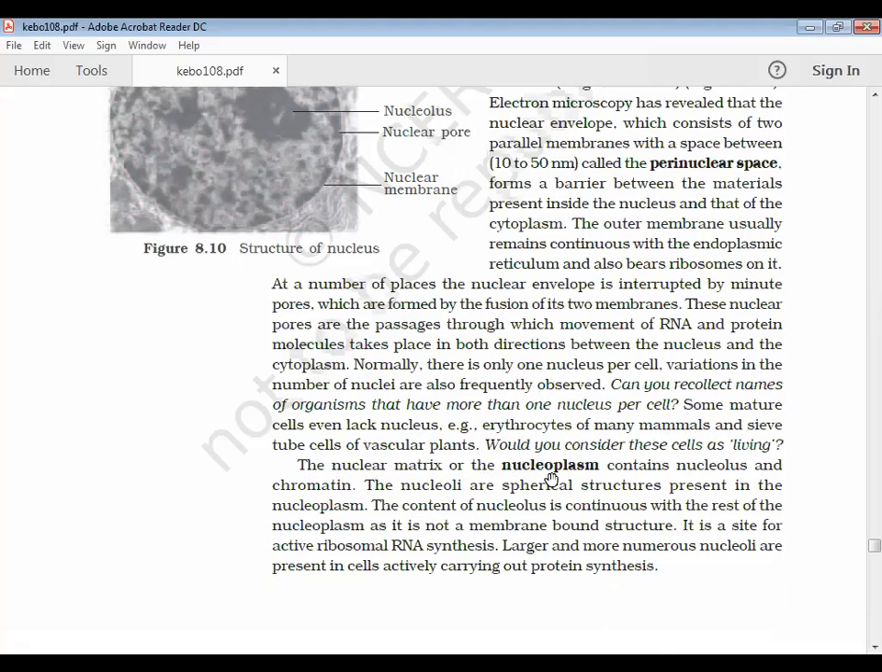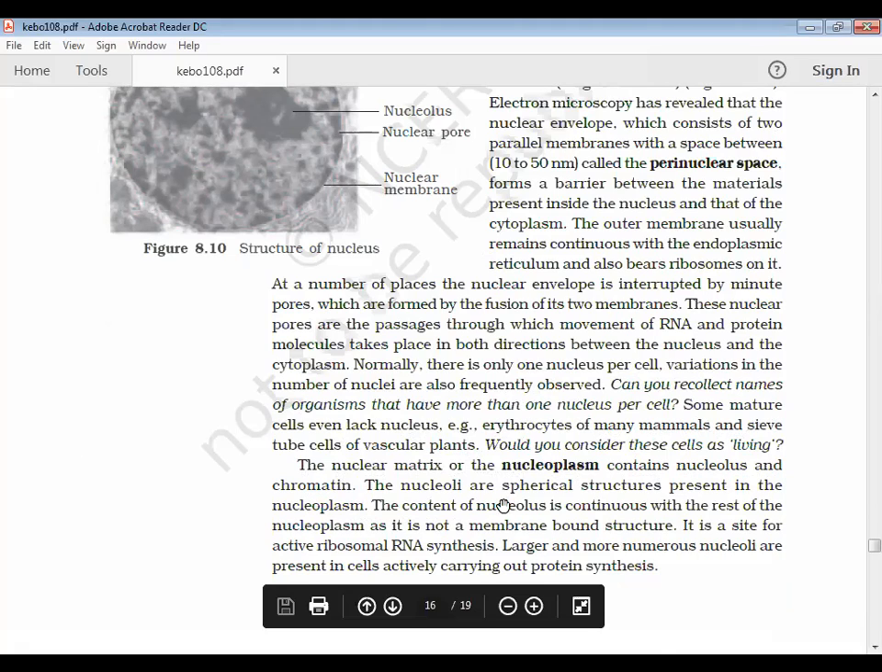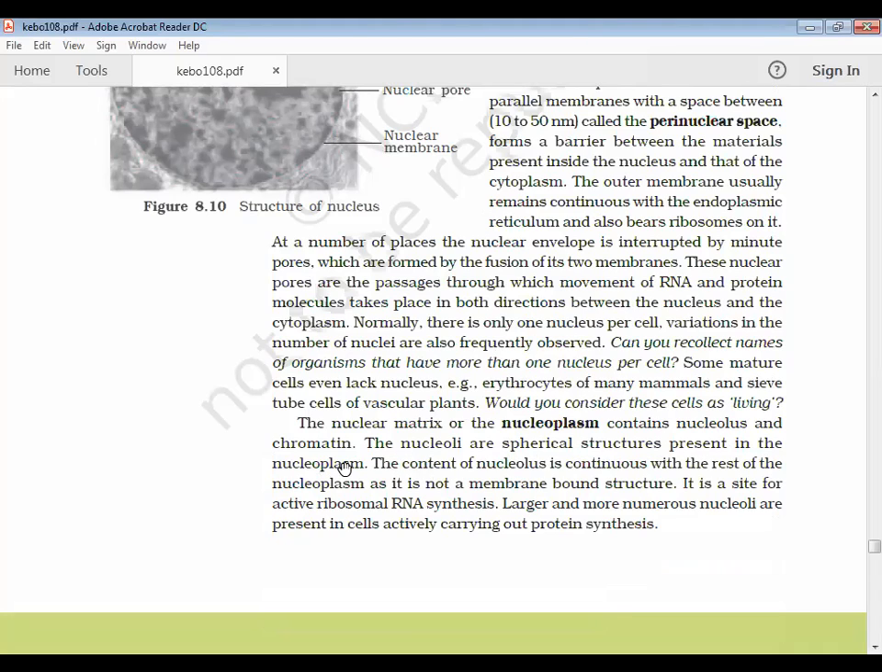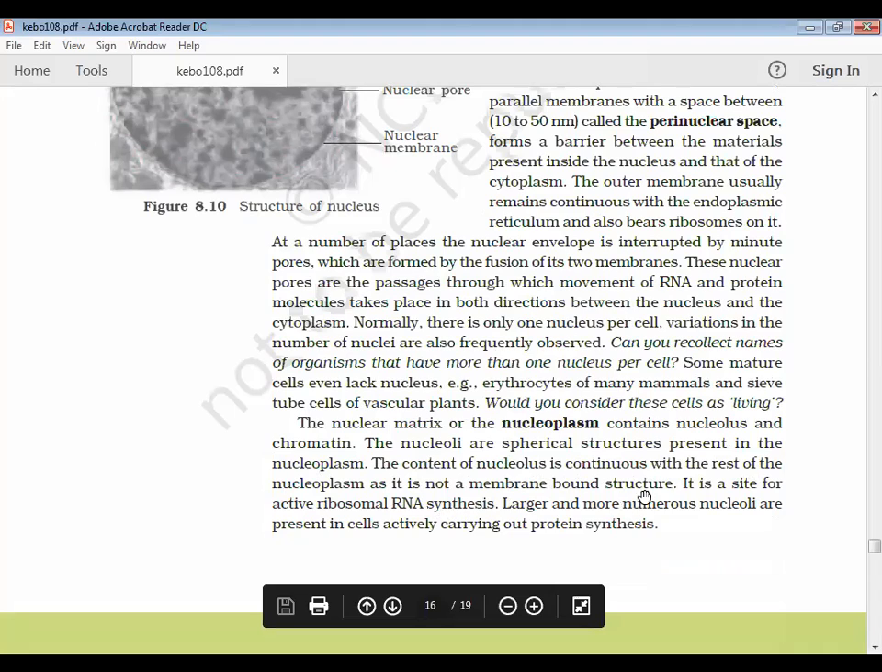The nuclear matrix of the nucleoplasm contains nucleolus and chromatin. The nucleoli are spherical structures present in the nucleoplasm. The content of the nucleolus is continuous with the rest of the nucleoplasm as it is not a membrane bound structure.